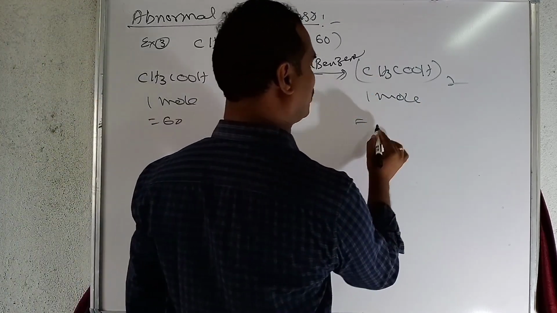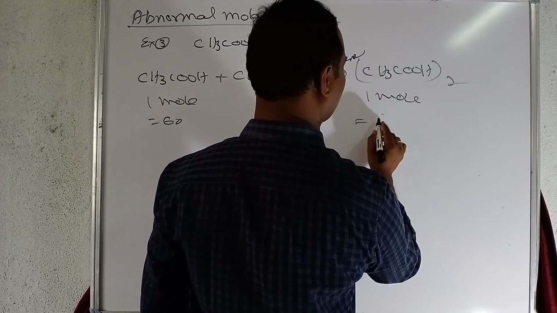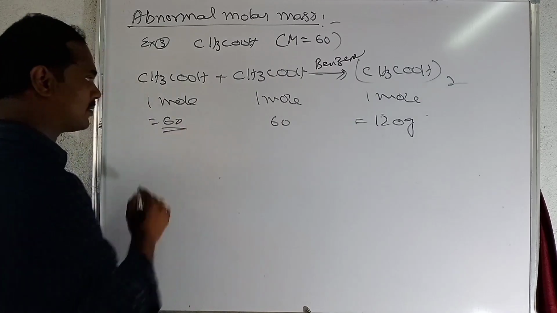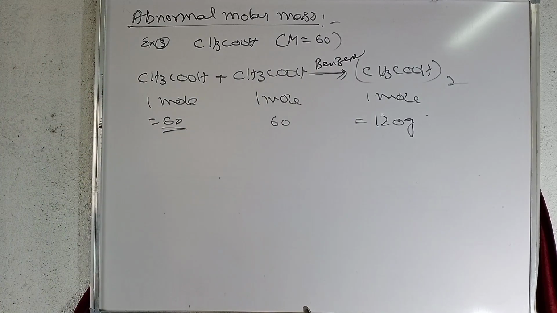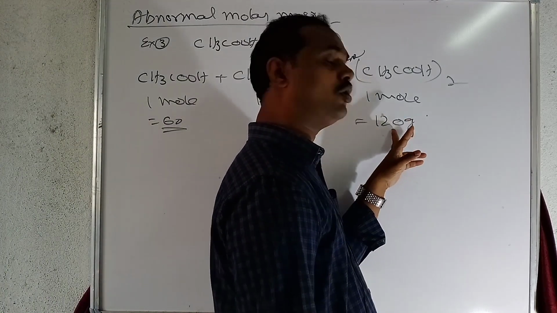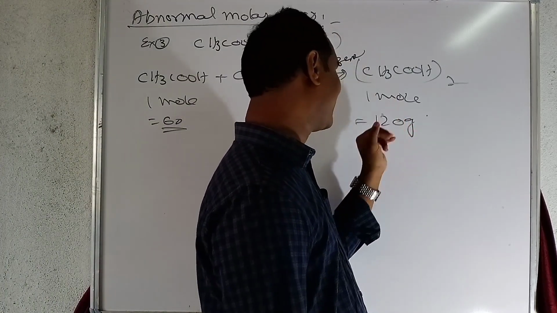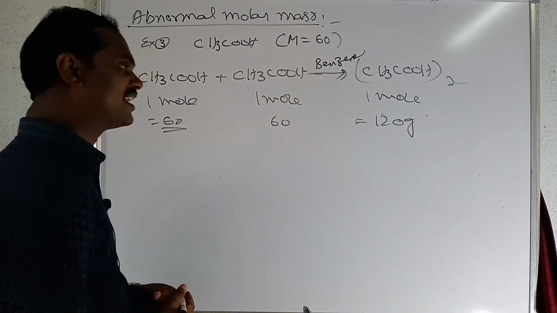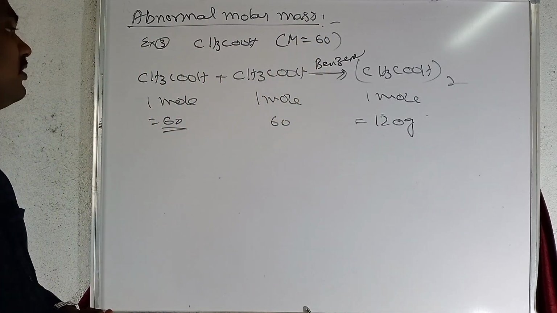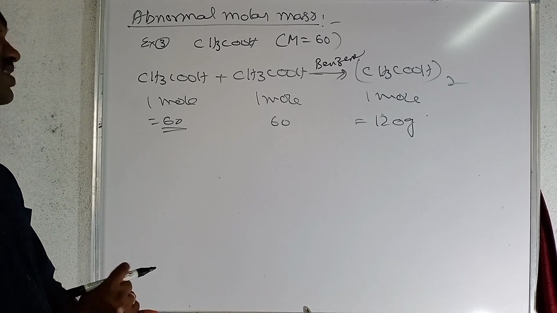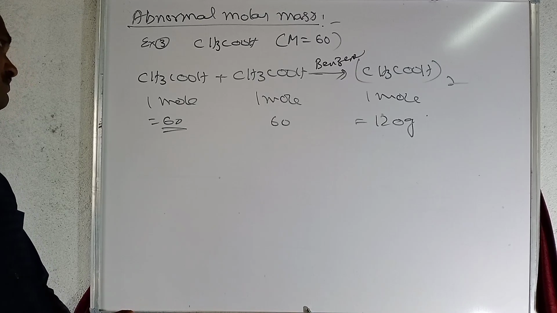This 1 mole is equal to what, sir? 60 plus 60 is nothing but 120 grams. Expected molar mass of acetic acid is 60, but after dissolving in benzene, you are getting the molecular mass of acetic acid as 120. So in the association case, what will happen to the molecular mass, sir? It increases. The abnormal molecular mass is higher. Is it clear?